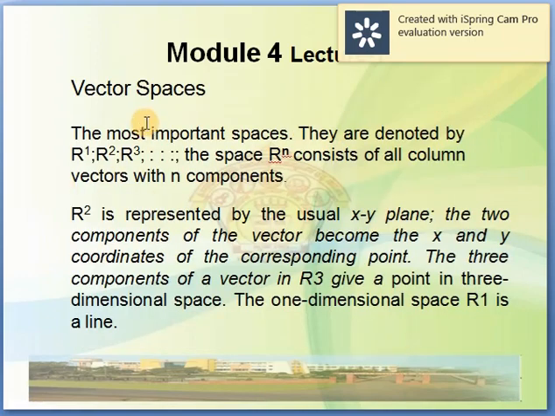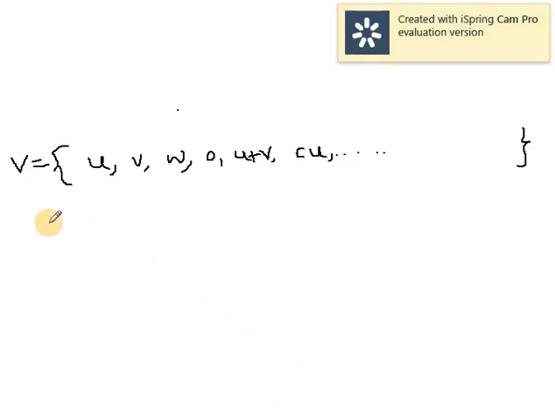Then to learn these vector spaces, the most important vector spaces are R raised to 1, R raised to 2, R raised to 3. These are the important spaces, and they run up to R raised to n. So what is this R raised to 1? R raised to 1 means a vector having only one element. It can be 1, 2, or whatever.